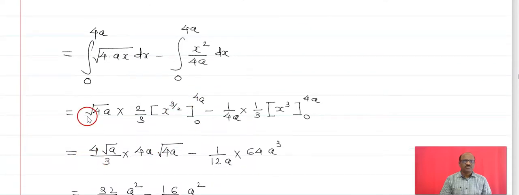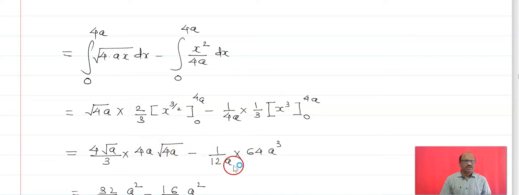Substitute. That is root 4a, 2 into, what is the square root of 4? It is 2. 2 into 2, 4. 4 root a upon 3. X raised to 3 by 2, that is, x is replaced by 4a raised to 3 by 2. And then you will get 4a in root of 4a, minus.